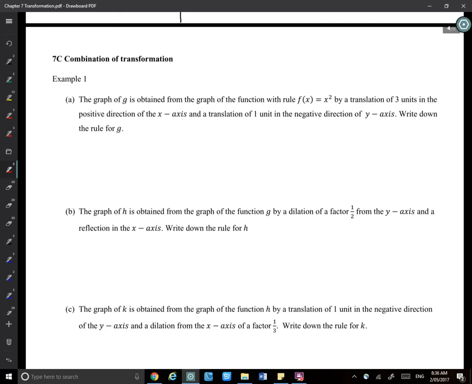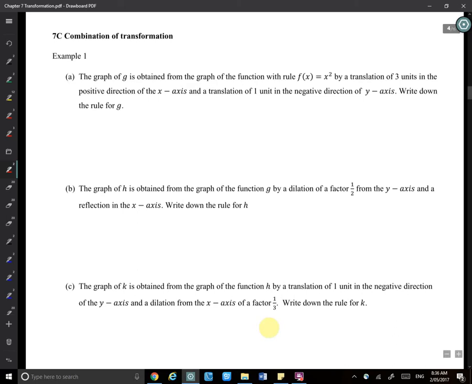Of transformations. So example 1, the graph f is obtained from the graph of the function with rule y equals x squared. So therefore x squared will be the original function. If it's the original function, try not to use f(x). Try not to use this notation. Use x and y notation. So let's write that as y equals x squared.